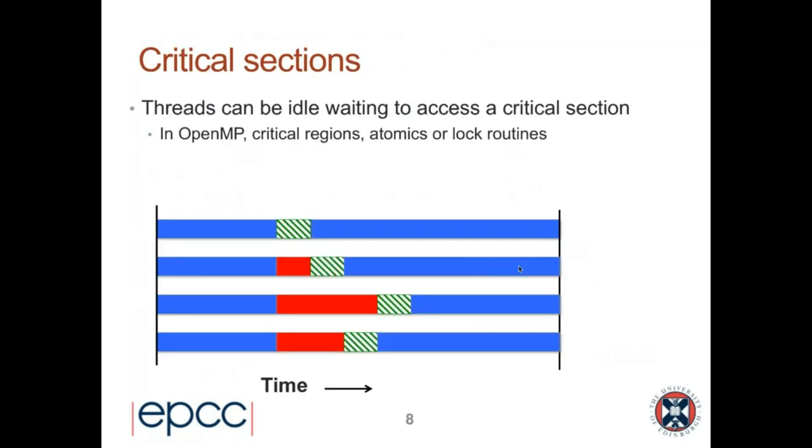Another place that threads can be idle is if they're waiting to access a critical section. In OpenMP, this would be critical regions, atomics or lock routines. In this timeline, I've shown a green stripy piece of code, which is a critical section which only one thread at a time can execute. What happens here is all threads are executing useful work, so that's the blue region at the left-hand side, then they all encounter this critical section and they have to take it in turns to execute it. So the second, third, and fourth threads have to wait their turn, so they all have some red idle time waiting to get into the critical section.